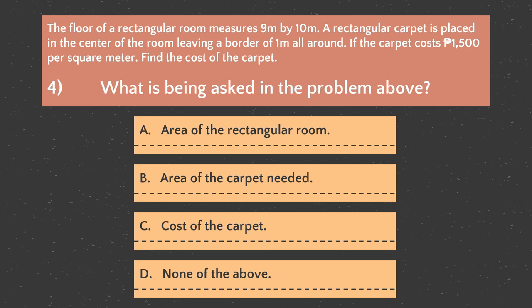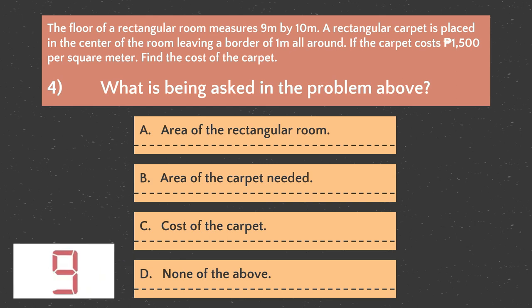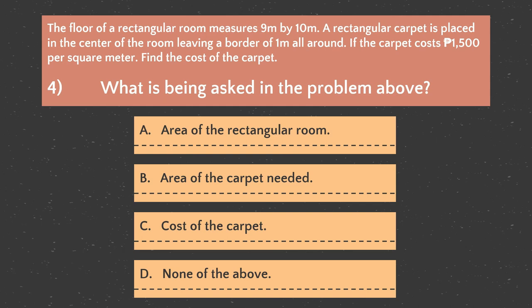Letter A, area of the rectangular room. Letter B, area of the carpet needed. Letter C, cost of the carpet. And letter D, none of the above. The answer is letter C, the cost of the carpet.